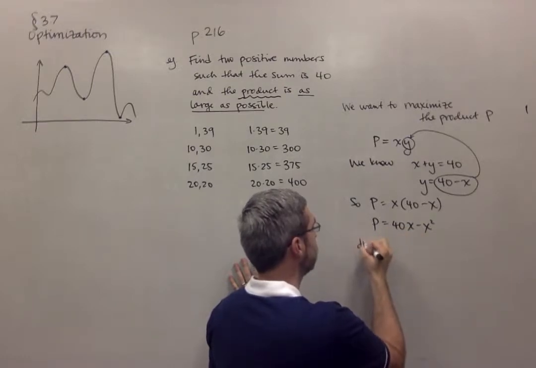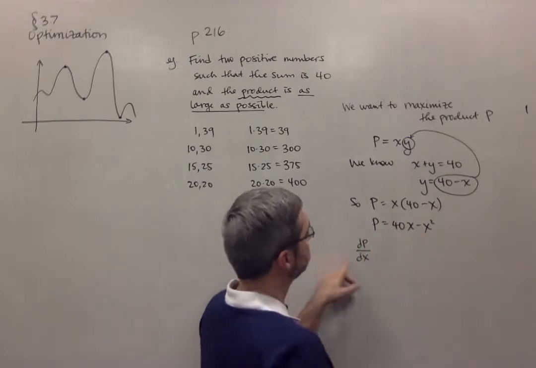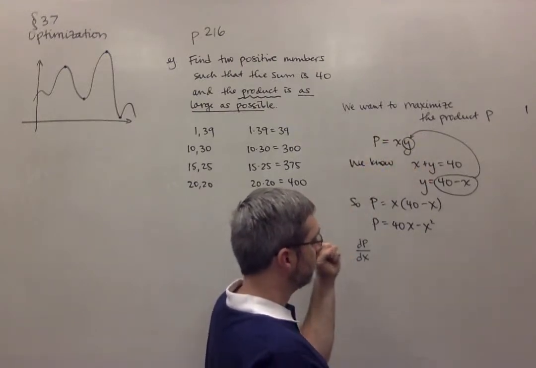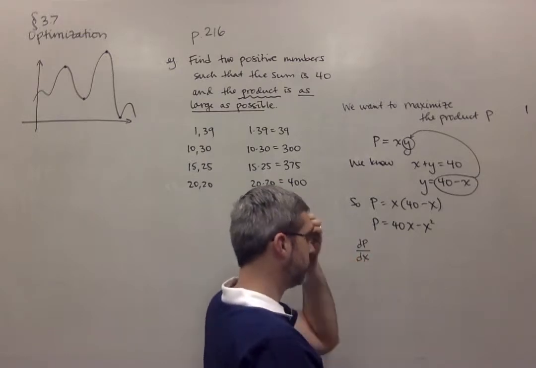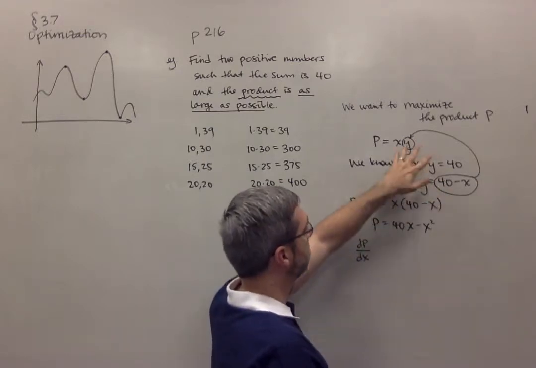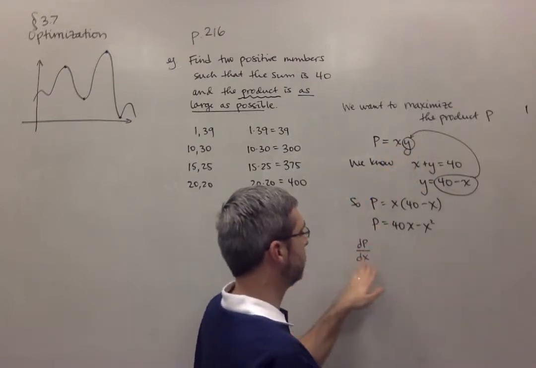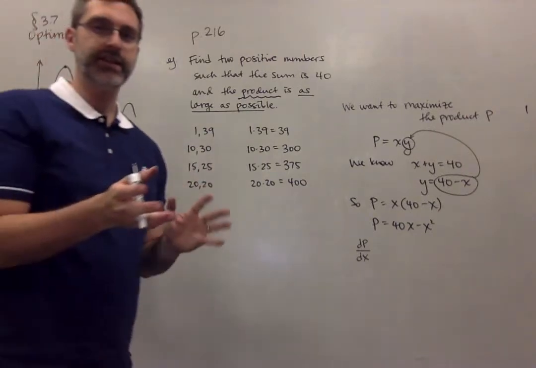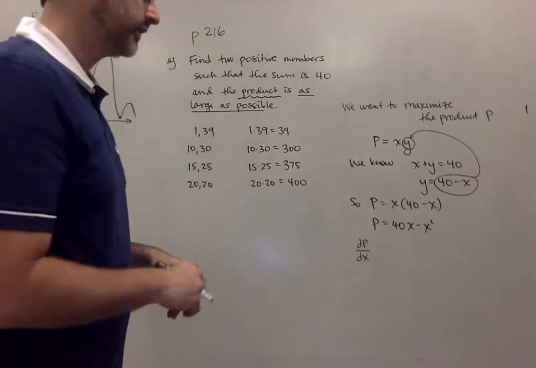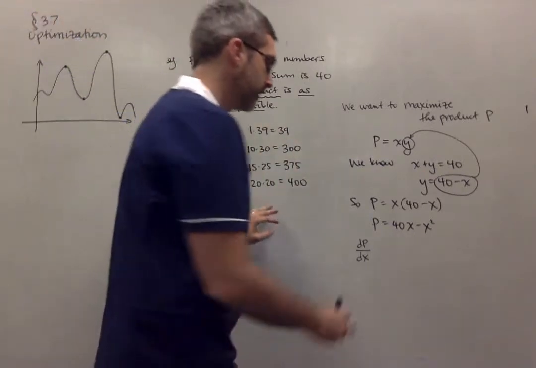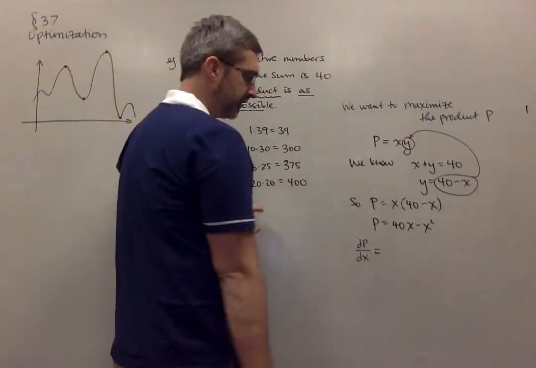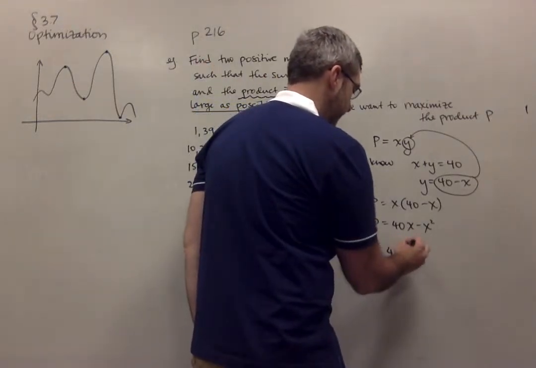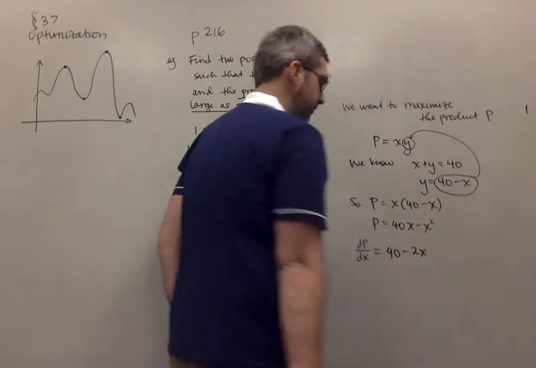Now, I'm not going to write p prime. The reason is that I've got lots of variables flying around here. So I'm going to use the Leibniz notation that we're used to seeing, dp dx. If I'd solved for x and put that in here and I only had y's, then I would write dp dy. It's much better to use this notation than just prime because I don't know what I'm taking the derivative with respect to. I've got the other variables flying around. So dp dx: the derivative of 40x is 40, and the derivative of x squared is just 2x.